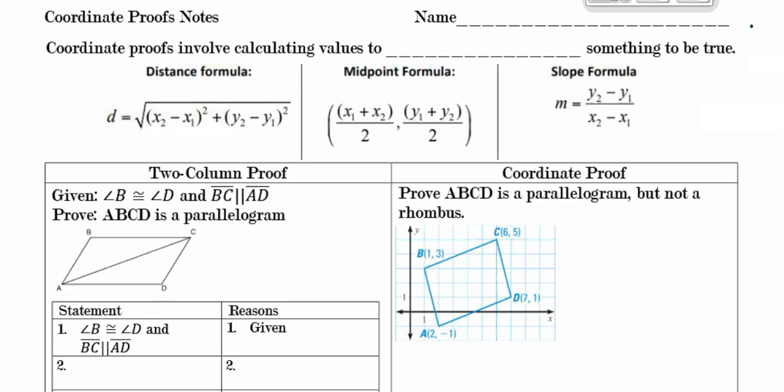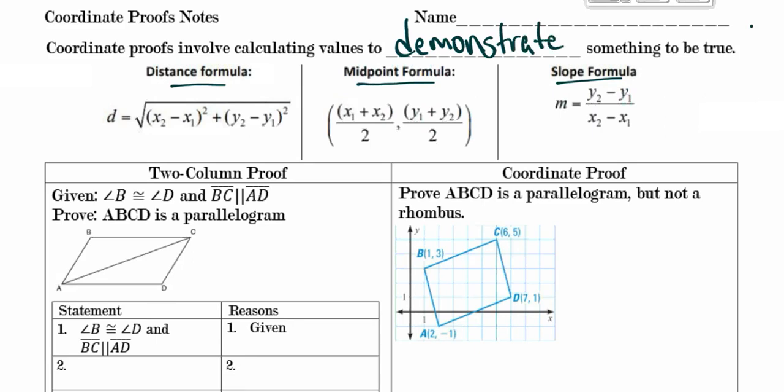All right, so these are called coordinate proofs because most of them are going to happen on a coordinate plane. It's not always the case, but for the most part, you're going to do it on a coordinate plane where you're actually going to use these kinds of formulas to demonstrate what you want about a quadrilateral. Instead of a two-column proof, which is very rigid and you just follow it step by step, coordinate proofs just involve calculating values to demonstrate something to be true.